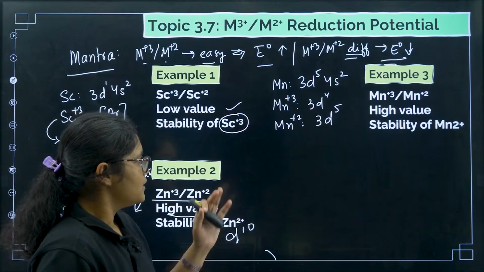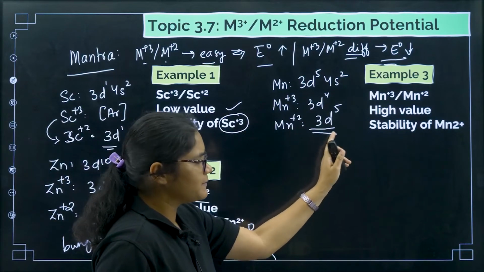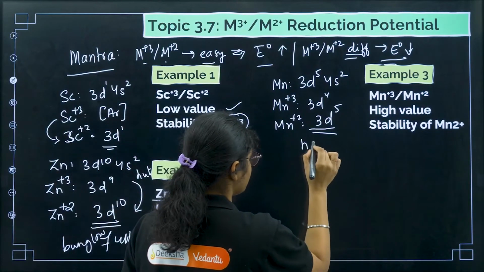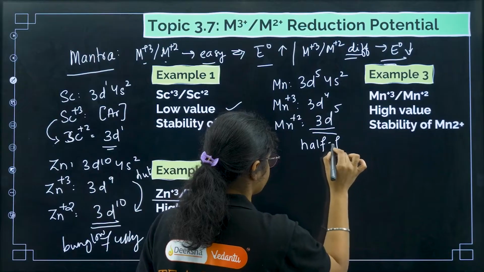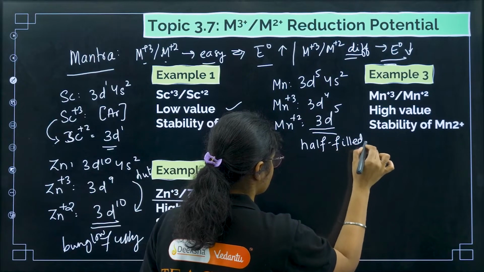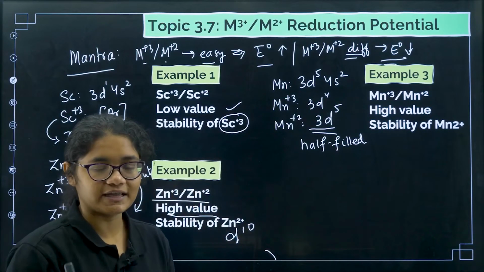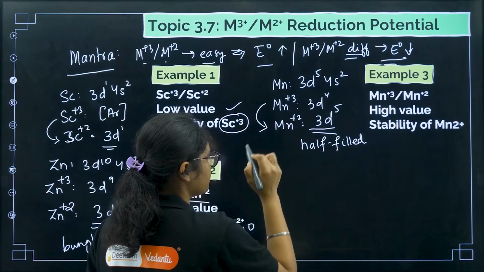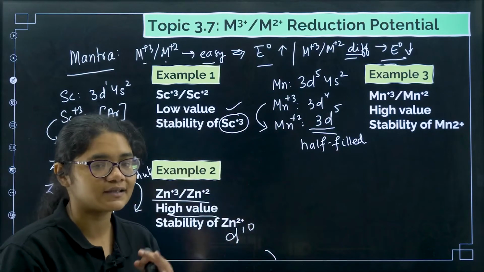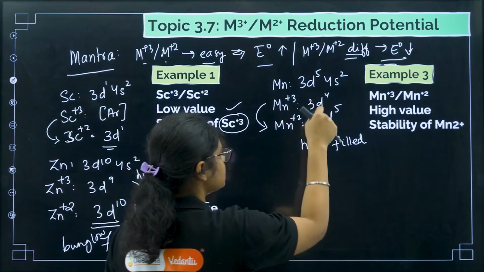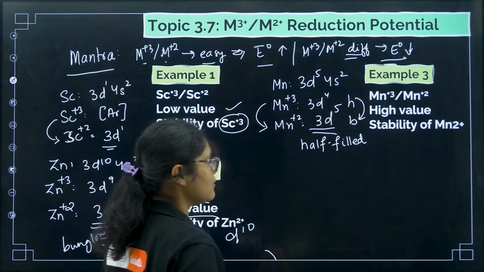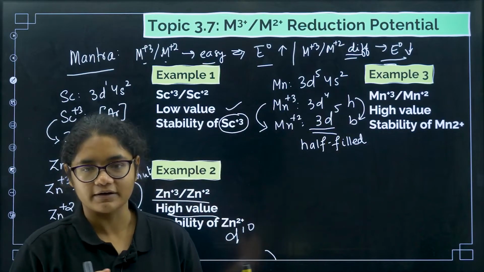Now you see, anything special about 3d5? Yes ma'am, this is a half filled configuration, again a very stable configuration, right? Half filled stable configuration. In that case, will the conversion be easy or not? Which is the hut, which is the bungalow here? Because this is not comfortable, this is the hut, and this is the bungalow. So the metal will easily come from hut to bungalow, right? It will run and come there.